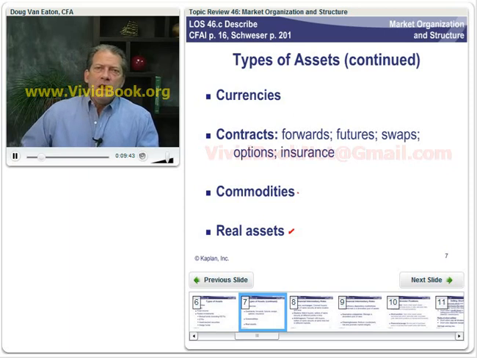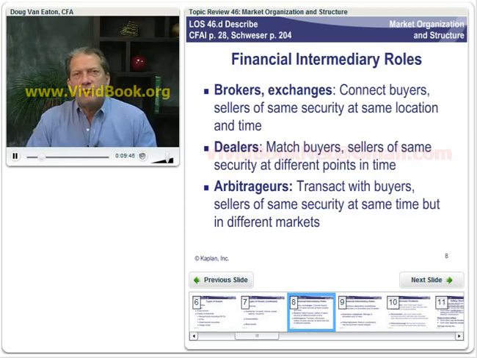Now we're still talking about the overall financial system and its functioning, the organization and structure of markets. So we need to talk about some intermediaries, brokers and exchanges. Well, brokers, remember, are a go-between between buyers and sellers. Think of a real estate broker. He doesn't own all those houses or apartment buildings that he or she is trying to sell, but they are a go-between.